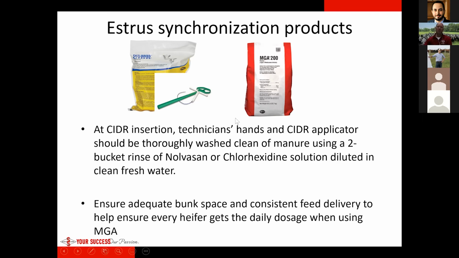MGA is an orally available product. That is a product that's put in feed as far as heifer consumption. It's only approved in beef heifers as well. The biggest thing again is just ensuring adequate bunk space with this product, and ensuring consistent feed delivered to every heifer. Because if that heifer doesn't get her daily dose of that MGA product, she's not going to respond to that synchronization program as well as she potentially could.